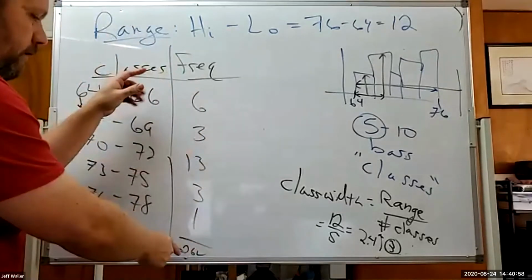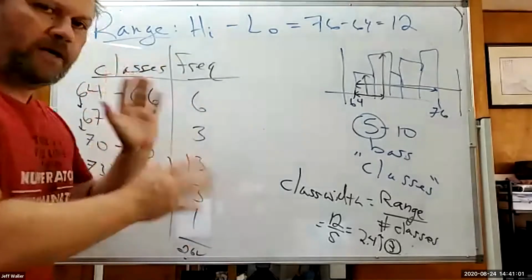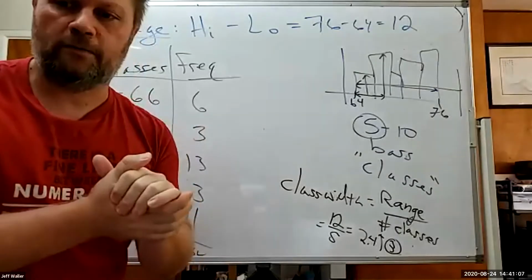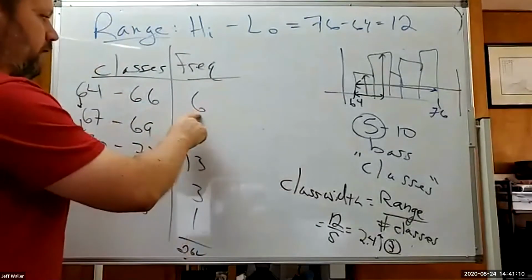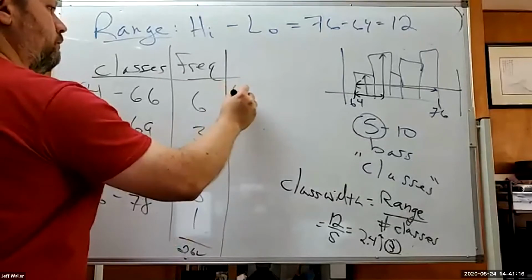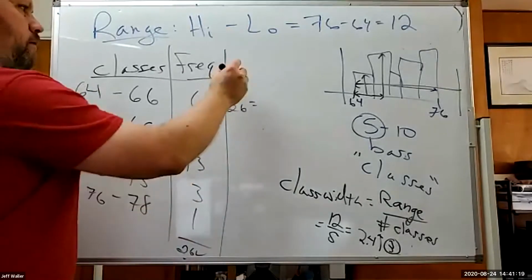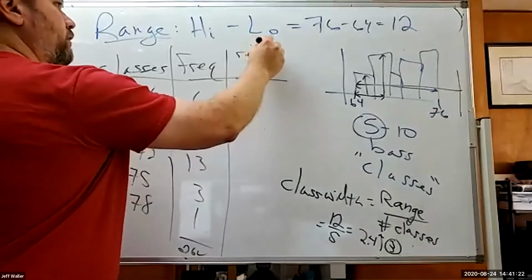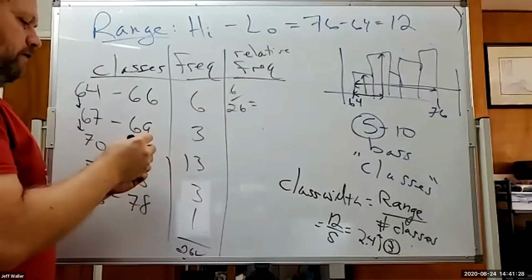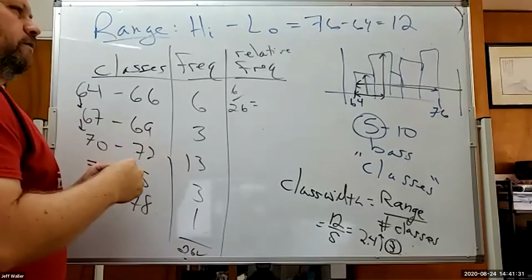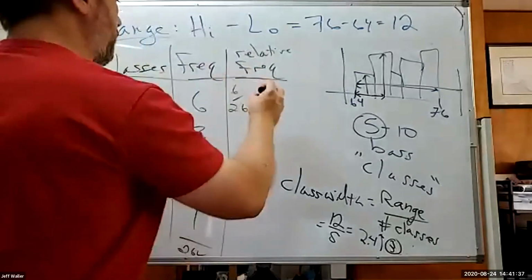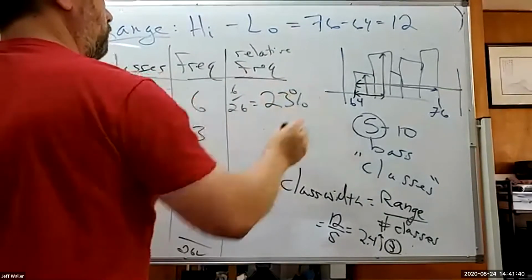Now this is okay, but we do much better as humans with percentages, which is why we created them. What percentage of the data is in this first class? 6 out of 26. Beautiful. And this is called relative frequency, or I call it real freak. And what is 6 divided by 26? 23%? 23 sounds about right. I guess that's rounded quite a bit, right?